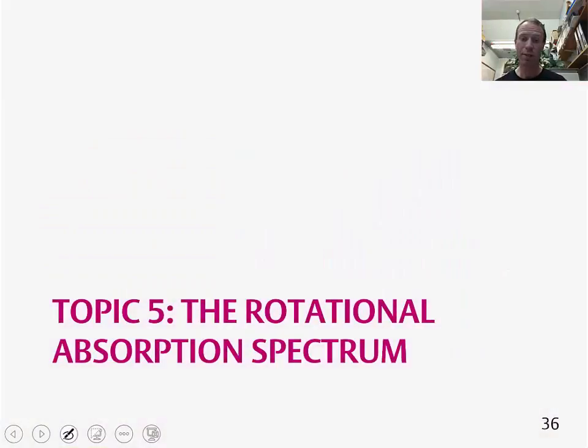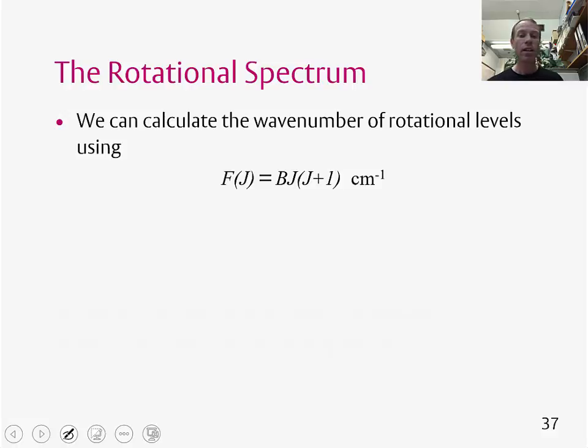Welcome to topic 5, in which we're going to finally look at the rotational absorption spectrum. So we've seen expressions for the quantized rotational energy and worked out the rotational term F(J), which is given by BJ(J+1), where J is the rotational quantum number and B is the rotational constant. And here the rotational term has units of centimetres to the minus 1.